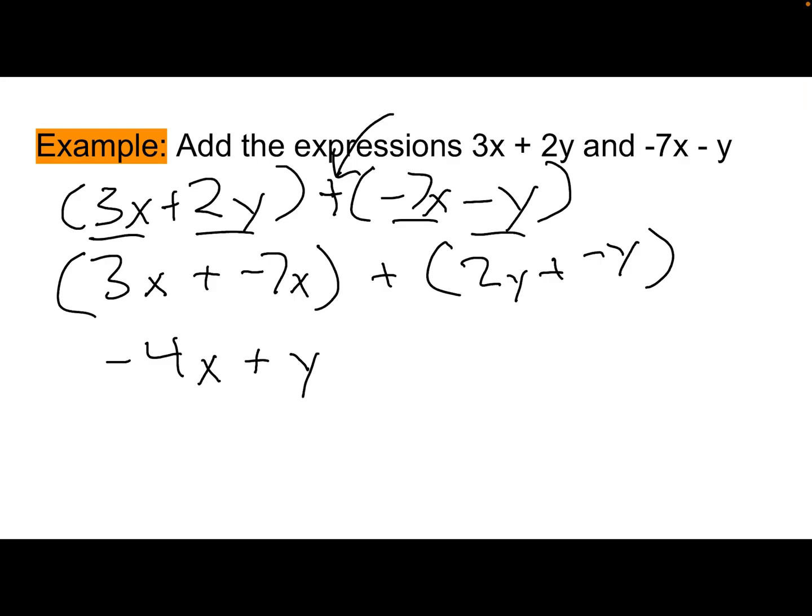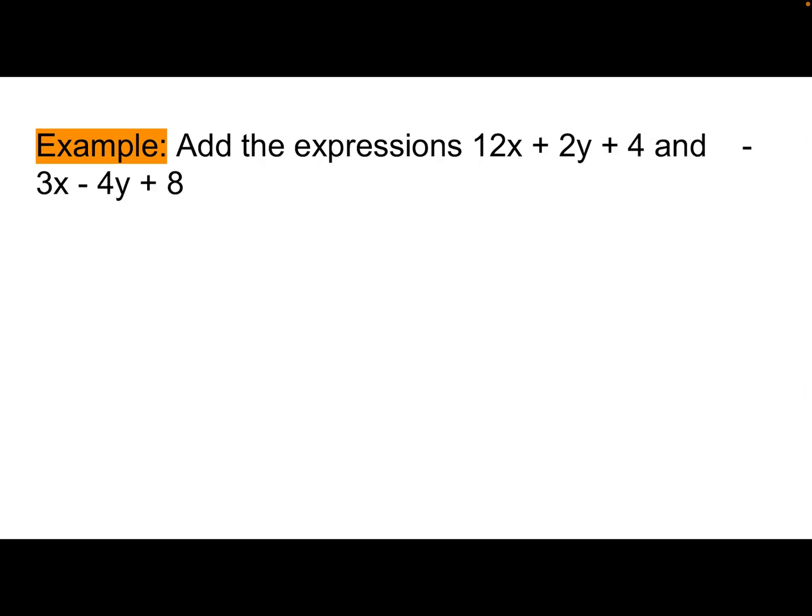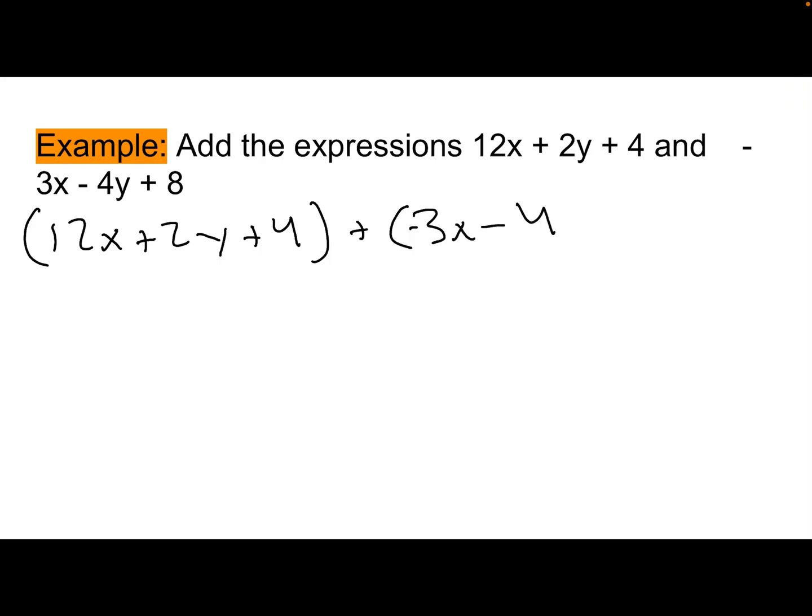So when we add the expressions together, 3x plus 2y and negative 7x minus y, we get the new expression, negative 4x plus y. All right, let's look at another example. We want to add the expressions 12x plus 2y plus 4 and negative 3x minus 4y plus 8. Sorry, that negative sign should have been moved down there. So 12x plus 2y plus 4, in parentheses, plus negative 3x minus 4y plus 8.